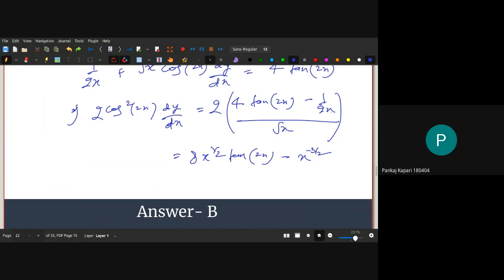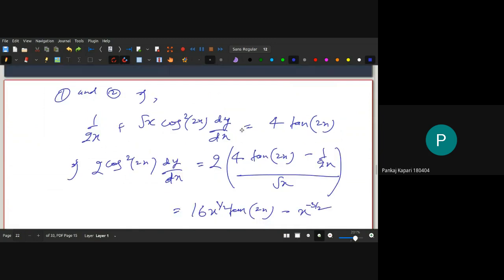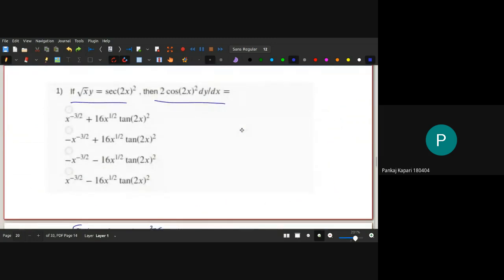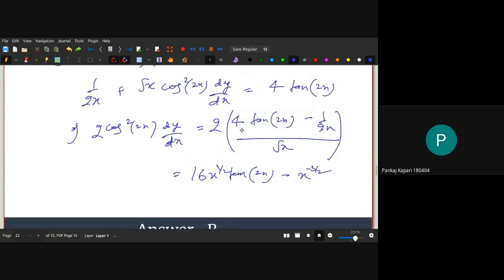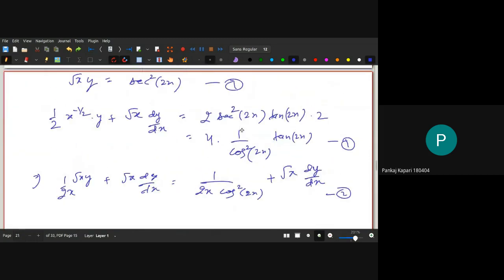If you multiply this 2x here, you'll get 16x, right? So this is not x to the power half, this is 16x. Because in the denominator we have root x also, so at the end you will have x power half. So 16 x to the power half tan of 2x square. We also forgot to write square.